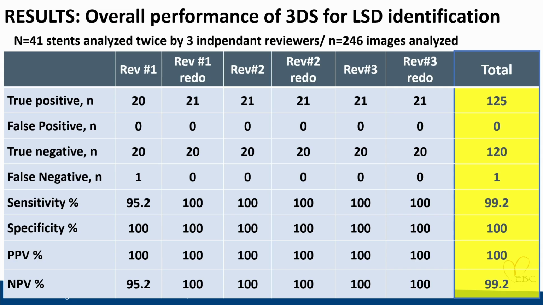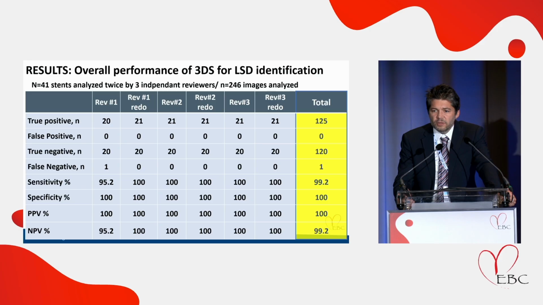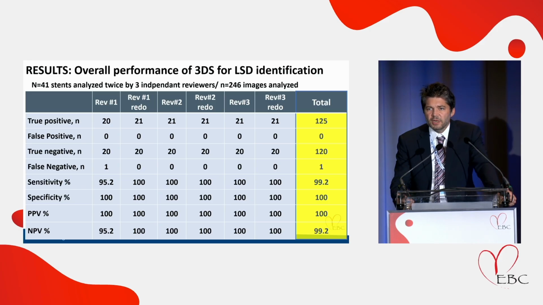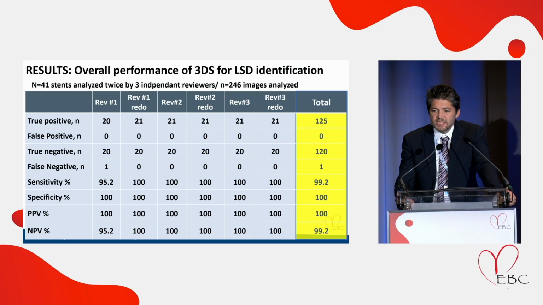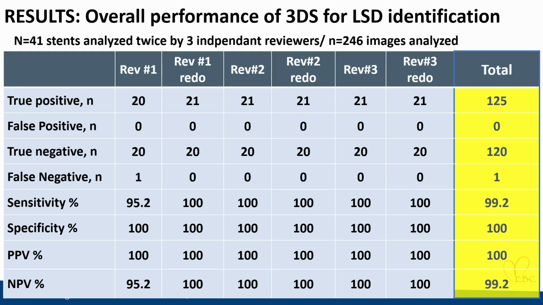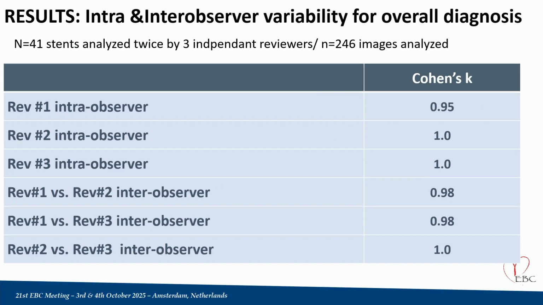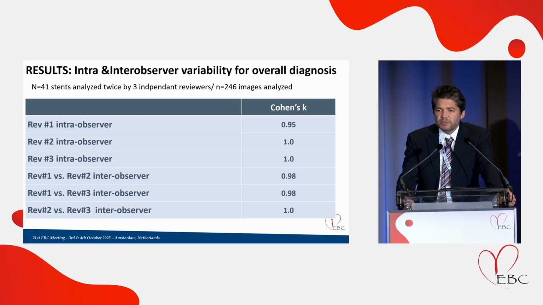This slide shows you the overall performance of the 3D stent for LSD identification based on all the 246 images that were analyzed for this trial. You see that the sensitivity of the technique to detect the compression was 99% and the specificity was 100%, with a positive predictive value of 100% and negative predictive value of 99.2%, which was very, very good. We observed that the intra and inter-observer variability for the overall diagnosis was quite good, and in all cases it was over 0.9.